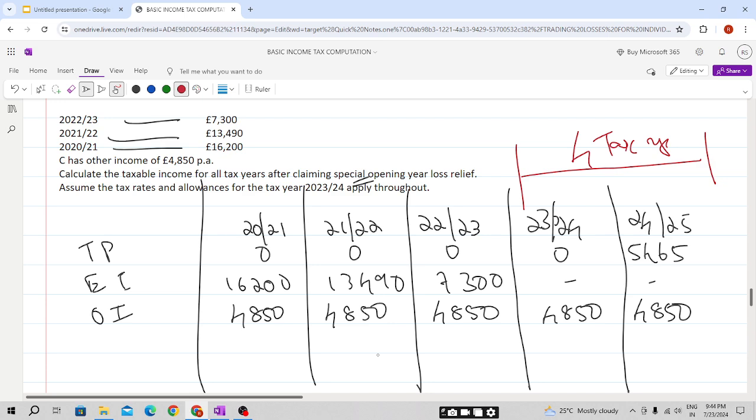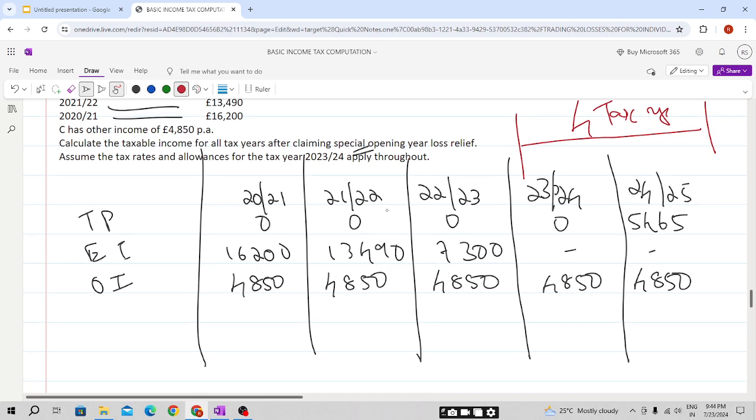So students, if it is available, the loss will first be set off against the previous 3 tax years' total income, and the restriction also applies against the total income. We have seen the restriction on the total income. As there is no trading profit, there are no issues. If there were trading profit, the restriction would not apply, only on the other income.